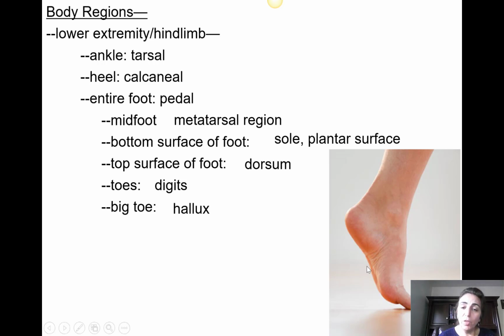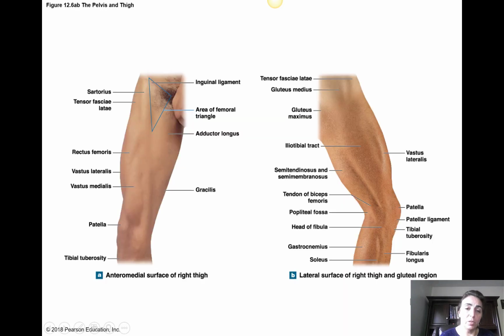Then the bottom surface of the foot is the sole or the plantar surface, and this part is considered the back or dorsum of the foot here, right? And the toes, as we say, are digits, and the big toe specifically is hallux.